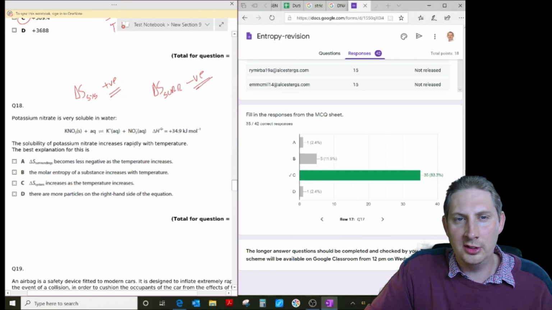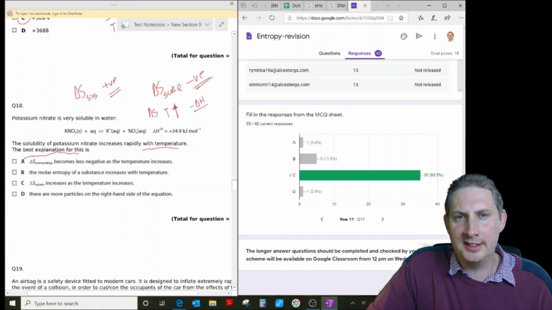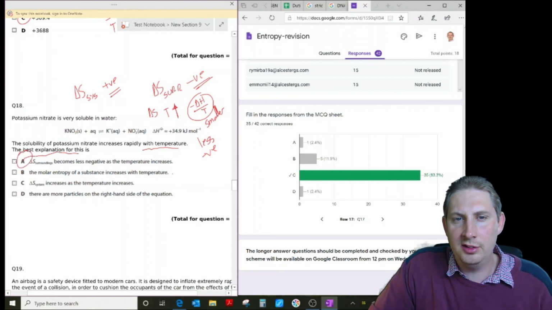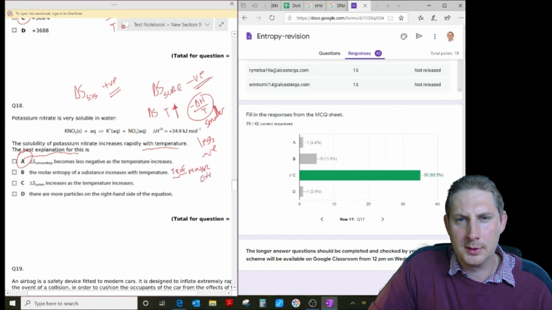So why? What's going on? As you increase temperature, well, this is because delta S surroundings is minus delta H over T, this gets smaller, and so it gets less negative. So delta S surroundings becomes less negative as the temperature increases. Yes, molar entropy of a substance increases with temperature. That is true, but this is a minor effect, barring state changes. Delta S system increases as the temperature increases.